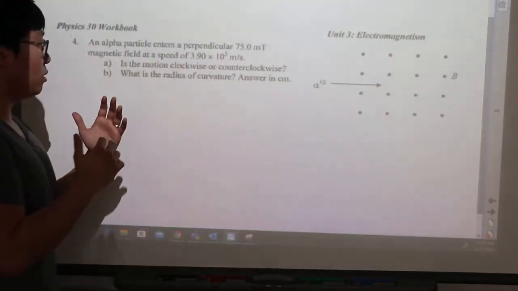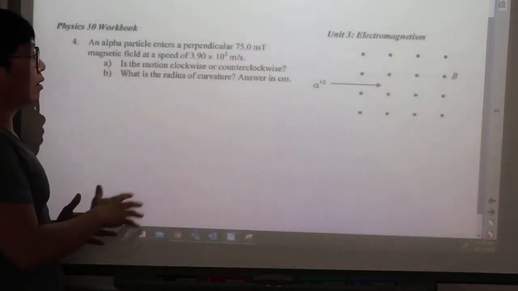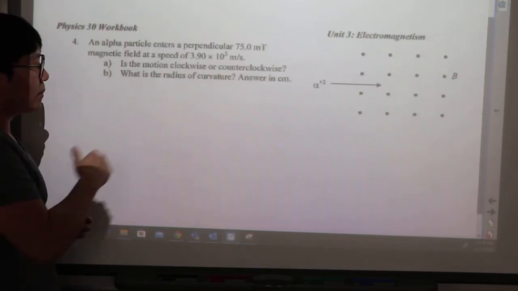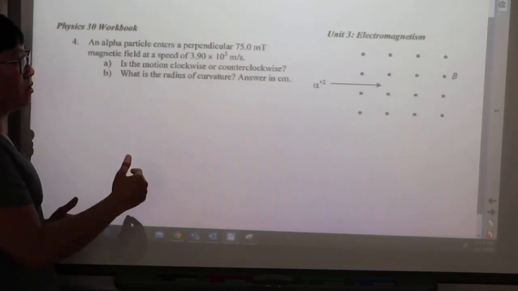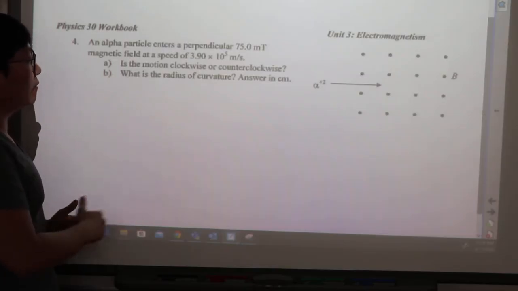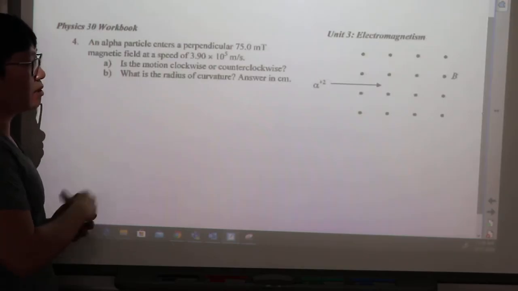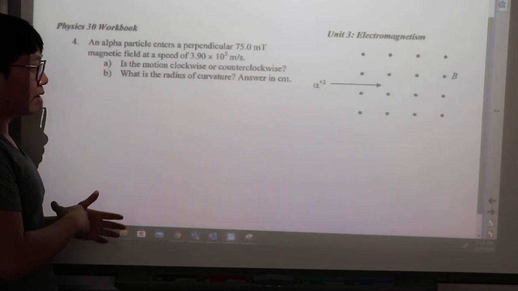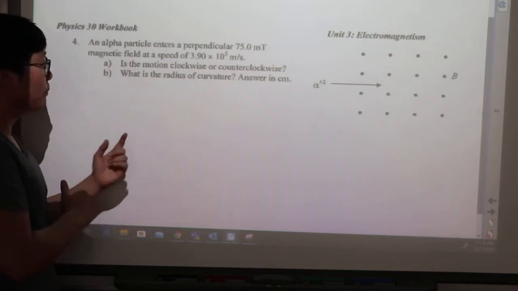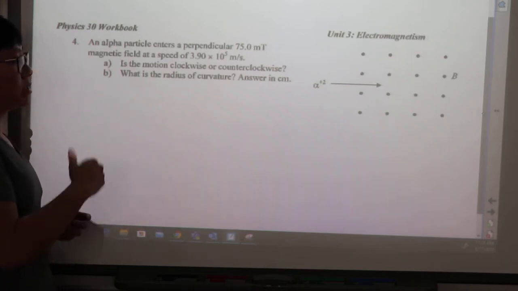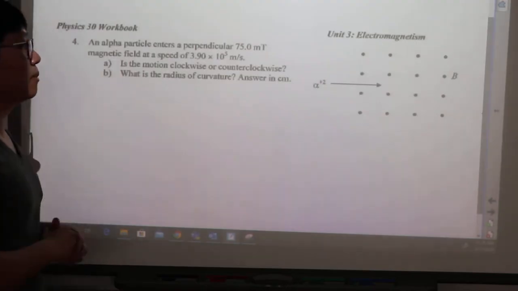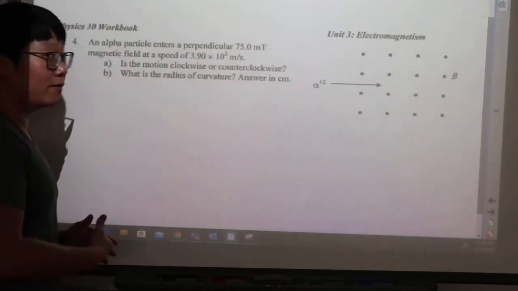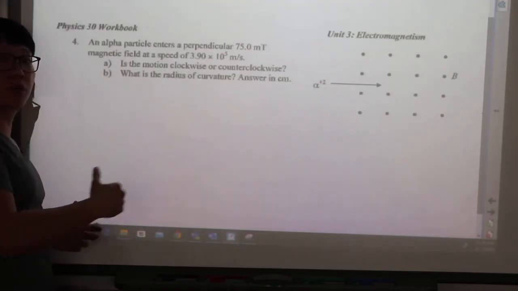When it comes to this question number 4, an alpha particle enters a perpendicular 75.0 millitesla magnetic field at a speed of 3.90 times 10 to the 5 meters per second. Is this motion clockwise or counterclockwise? That's part A. And part B, what is the radius of the curvature? So it is asking about the value of R instead of the value of V. I think it's a good connection point.